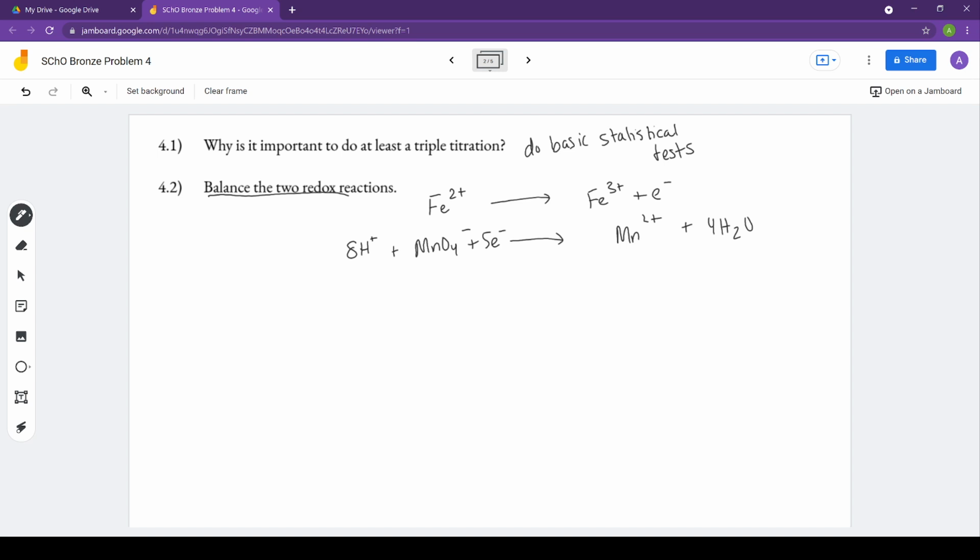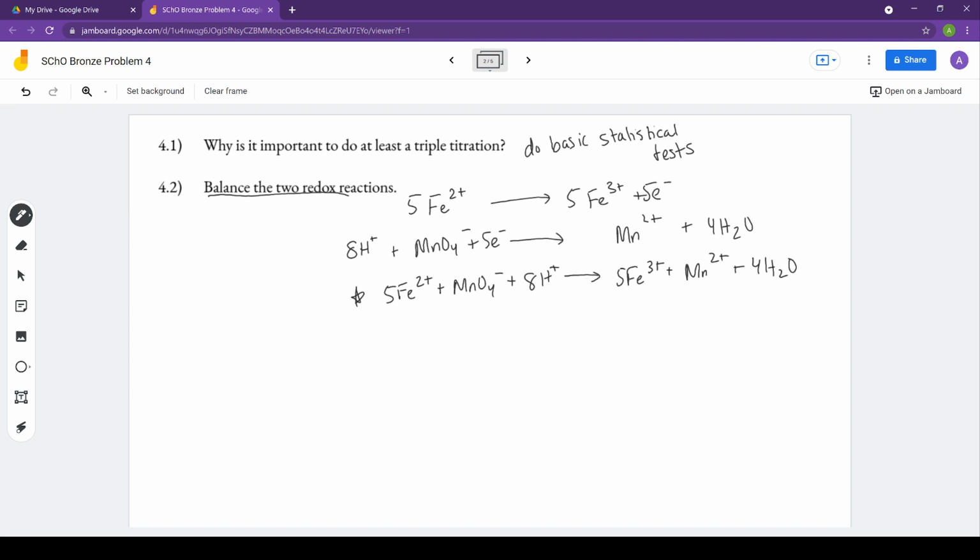Okay, so then we want to cancel the electrons, so we have to multiply the first reaction by 5. And now we can add these two together, and we get 5Fe2+ + MnO4- + 8H+ goes to form 5Fe3+ + Mn2+ + 4H2O. So that's our first balanced redox equation.